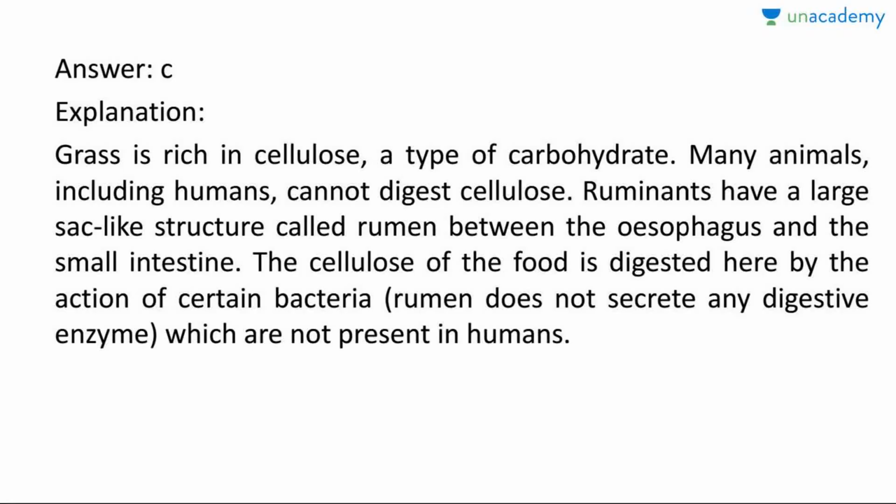Human beings cannot digest it because we do not have this. And grass is rich in cellulose, which is a type of complex carbohydrate. It's just like our starch, but with a different chemical bonding. Many animals, including humans, cannot digest cellulose, but ruminants have a large sac-like structure called rumen between the esophagus and the small intestine, and the cellulose of the food is digested here by the action of certain bacteria.